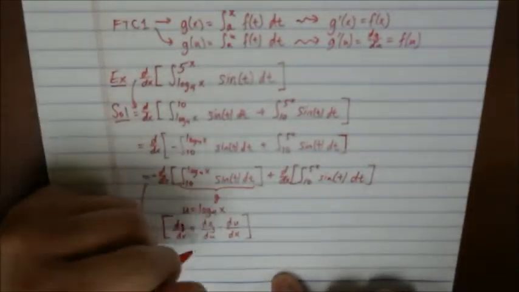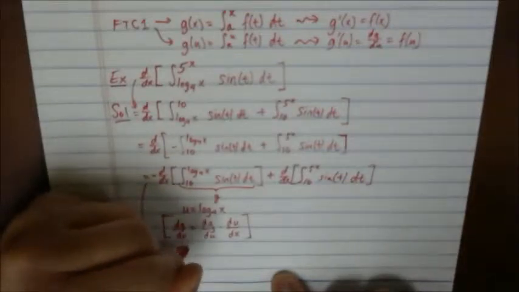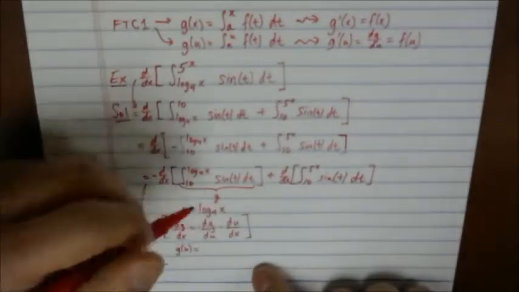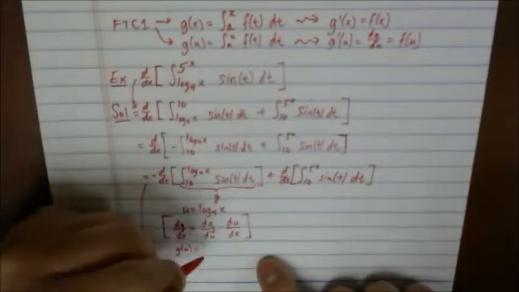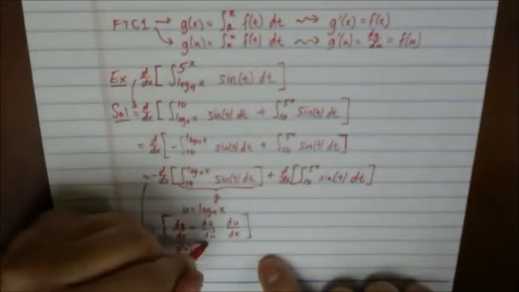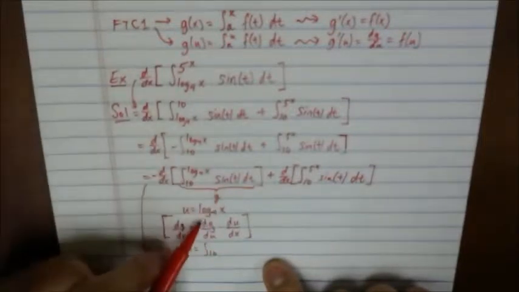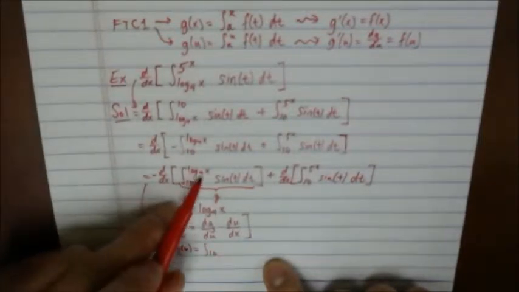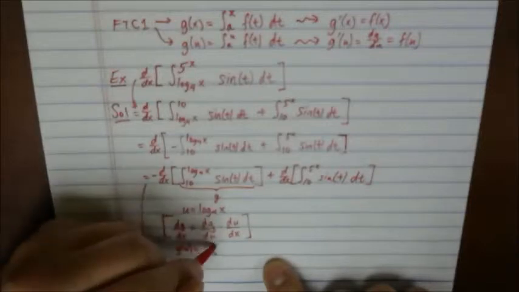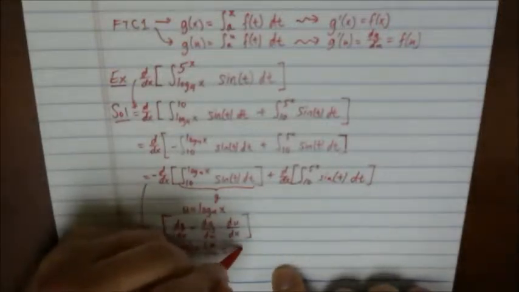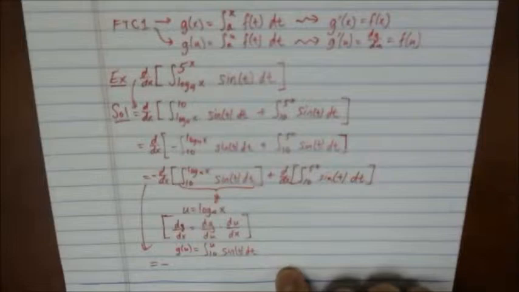Well, let's write down g as a function of u first. Okay, g as a function of u. Just replace here. Here's g, but this is an integral from 10. This log base 4 of x, that's what we called u. So replace this log base 4 of x with a u here. And you have sine of t dt.